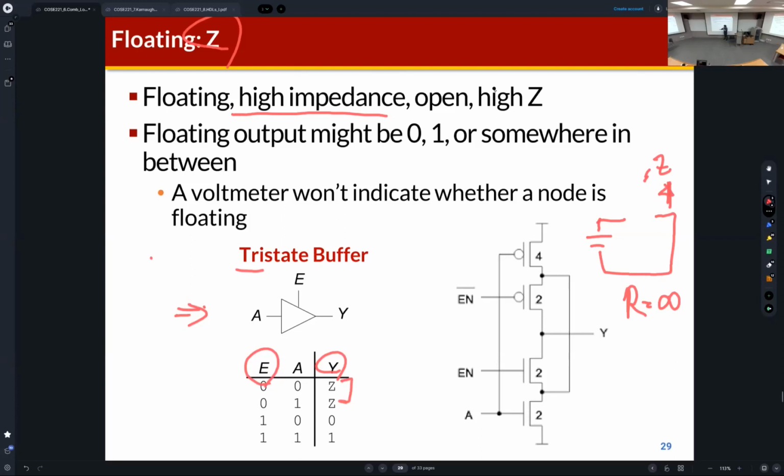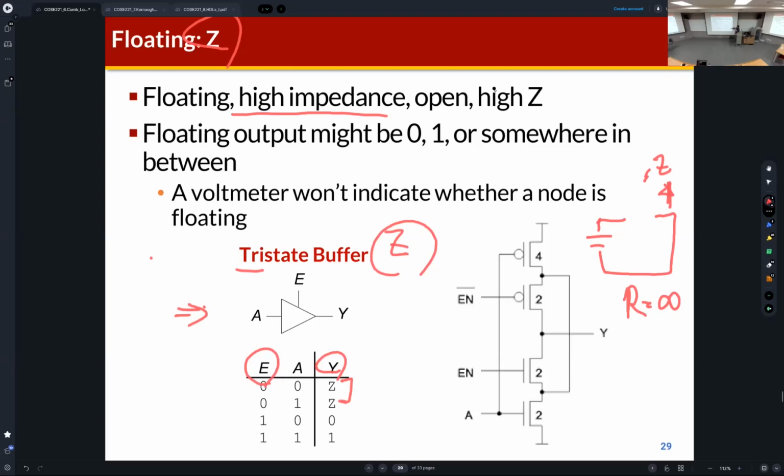So if A is 0, then Y becomes 0. If A is 1, then Y becomes 1. Okay. So we can define another signal value, high Z, which is the high impedance.